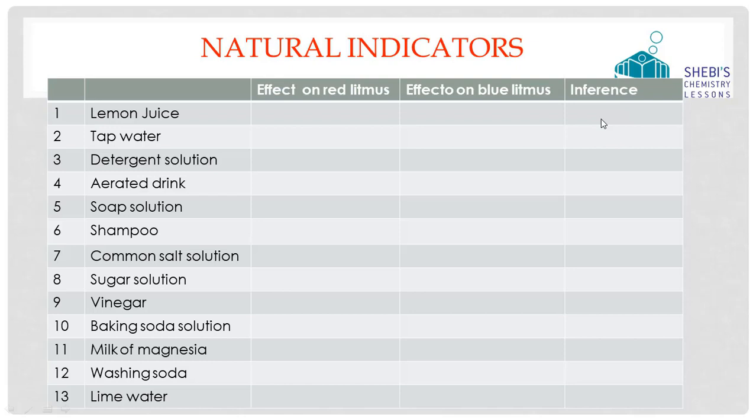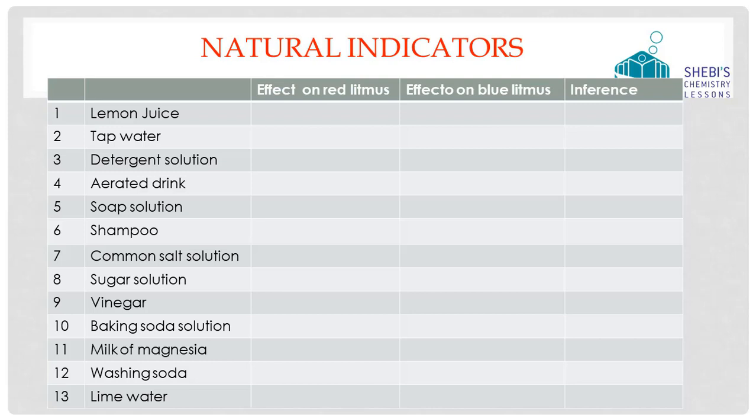Inference means whether it is an acid, base or a neutral substance. So I will give you some clues about the substances. First one is lemon juice. Lemon contains citric acid, therefore lemon juice is acidic in nature. Now tap water. Normally water is neutral. What is a neutral substance? The substances which are neither acidic nor basic are called neutral. So water is a neutral substance.